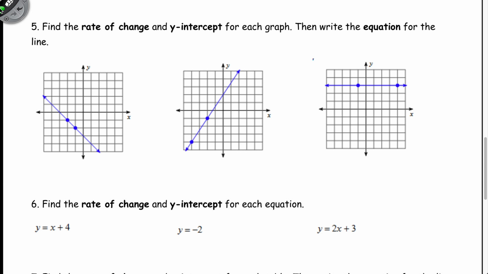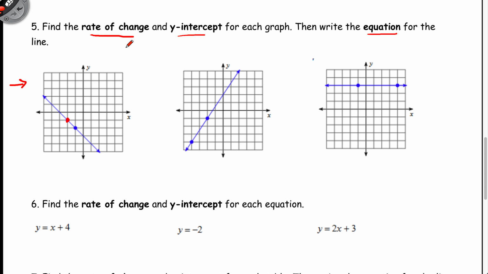Again, on the unit test, if they do not give you dots, you have to make your own dots. You read the graph going left to right. So going left to right, I hit this dot first. So I have to find the rate of change, the y-intercept, and make that equation again. So just like we did on the very first problem.